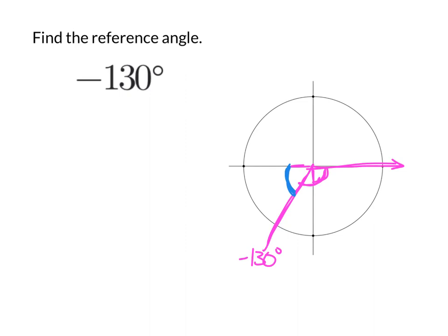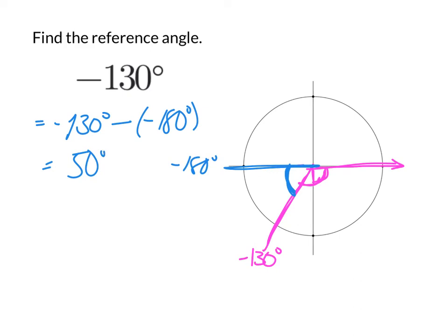And so we need to find the difference between, because we're going backwards, this is negative 180 degrees and our negative 130 degrees. So negative 130 minus negative 180 gives us 50 degrees. A couple things about that reference angle: first of all, a reference angle should always be a positive number, and it should always be an acute angle. But the reference angle is the angle it makes with the nearest x-axis.